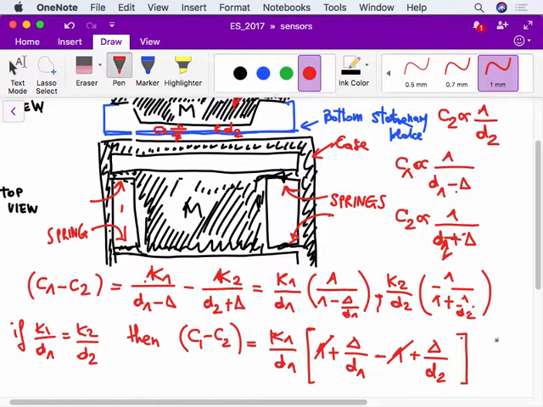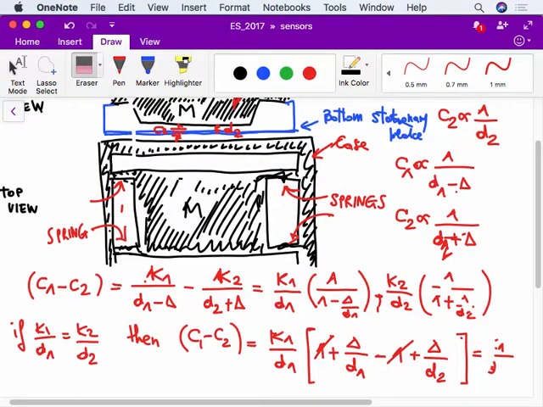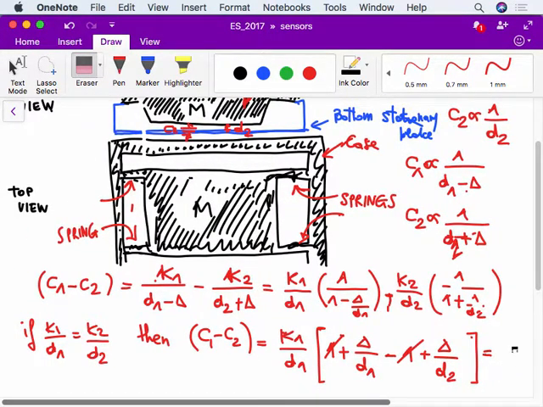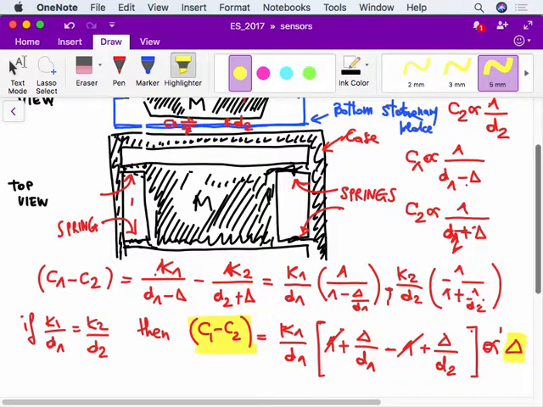You can write the expression in detail is K1 over d1. Let's not write in detail because I do not have enough space, but you can see that you can put delta, you have something which is proportional to delta, which is what we want. We want a capacitance difference which is exactly proportional to the variation of the position of the mass, which is the displacement.